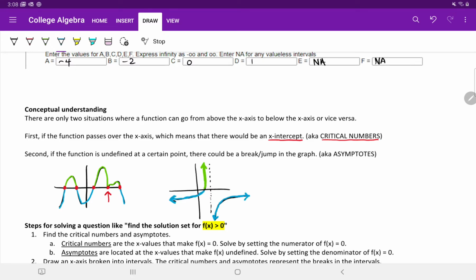So this graph switches from bottom to top by crossing over the x-axis. That's a critical number. That's an x-intercept. But also, if you have a break or a jump in your graph, like this asymptote, we can go from top to bottom kind of immediately whenever there's a break. It can happen. It doesn't have to happen, right? So we could have a break in our graph where we're on the top and we stay on the top. That could happen too, but breaks represent places where we could kind of switch down to the bottom.